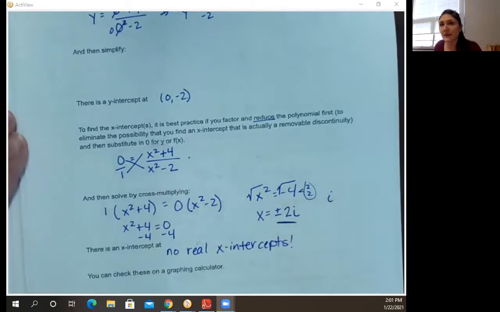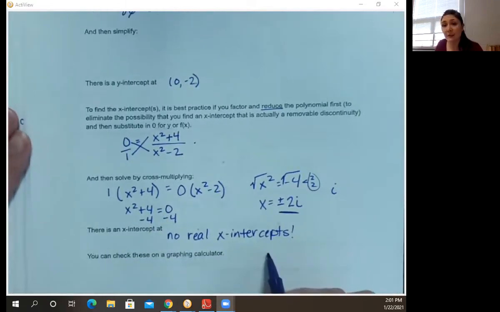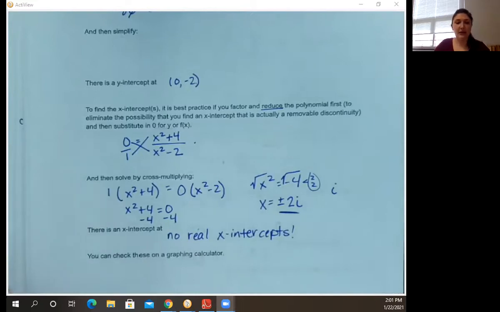Okay, no real x-intercepts. So if I graph this, what I'm going to see is that I don't have any place where my graph crosses or touches the x-axis. Okay, and we can actually pull up our calculator and check that.